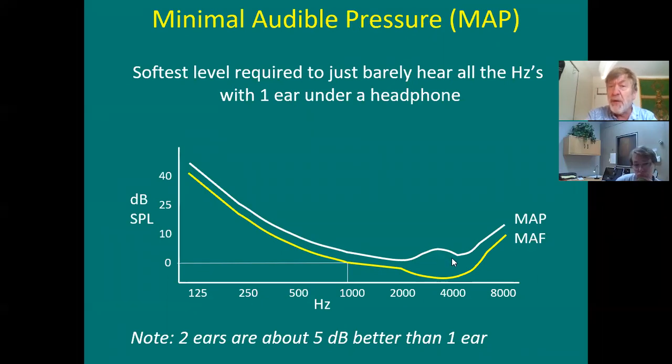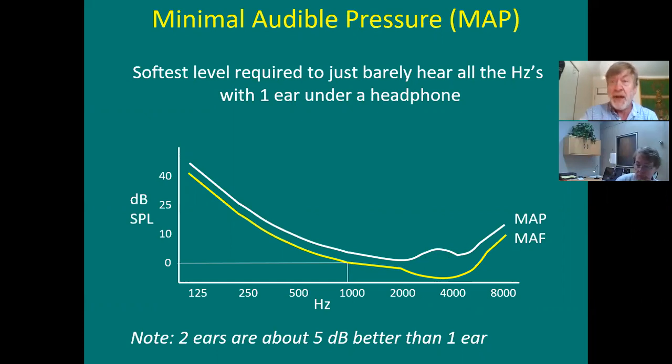And look at the little bump. Do you ever wonder why there is a little bump here on MAP? The reason is that it's the softest level required to hear with one ear under a headphone. And when you plug up an ear with a headphone, you just backed your truck over the open, unaided ear canal resonance, the resonance that you studied in 120.